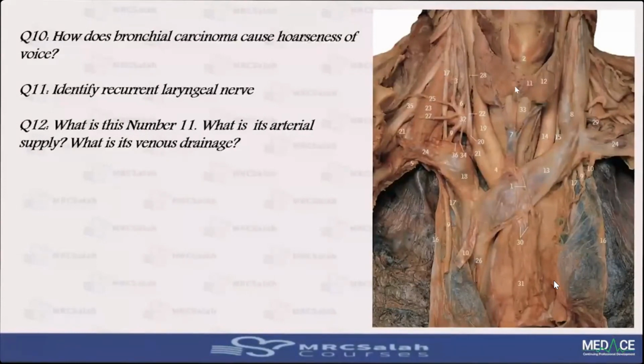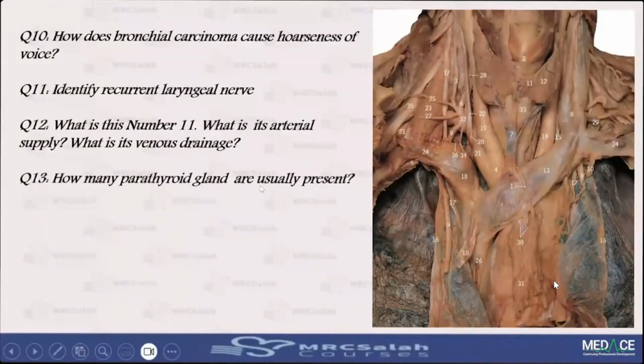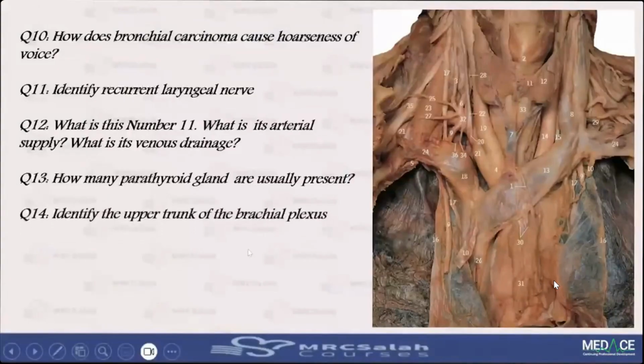Where do the veins go? The superior and middle thyroid veins go into the internal jugular vein. The inferior thyroid vein goes into the left brachiocephalic vein. Yes, exactly. Well done. How many parathyroid glands do we usually have? Four parathyroid glands. Would you identify the upper trunk of the brachial plexus in this picture, please?